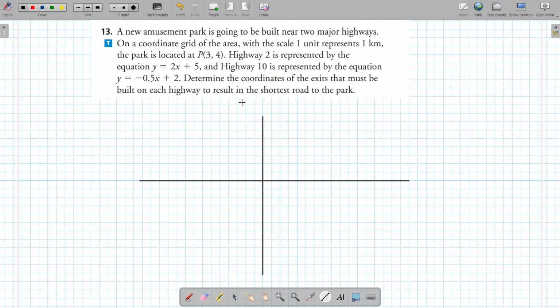All right, so what are we trying to do? We're trying to find the distance from a park to two different highways. All right, so P is (3, 4). So right there we have our point P. And highway 2 is represented by 2x plus 5. So we're going to start at 5, go up 2 units, go across 1. So this green line is going to be highway 2.